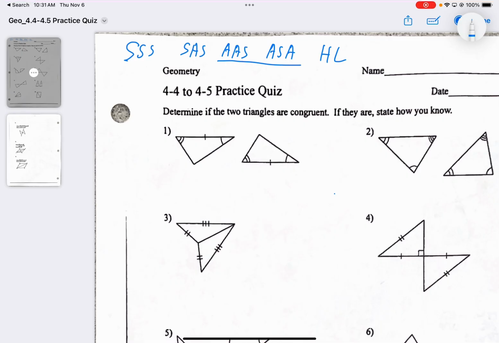I said angle-side-angle, because the side is between 2 angles. Yeah, this is a pretty clear visual. I know that I have 2 angles in each one of the triangles, and then it's the side that's connecting those 2 angles.